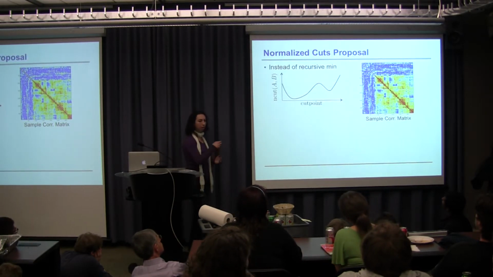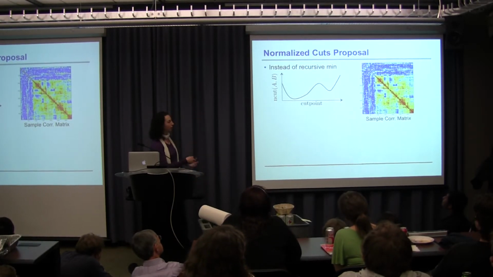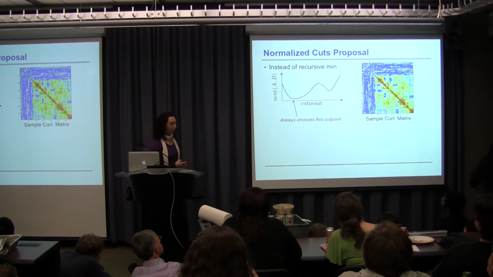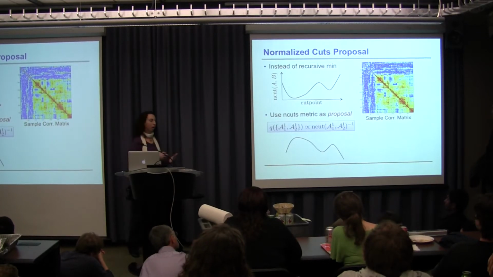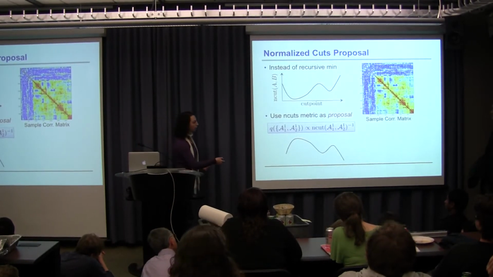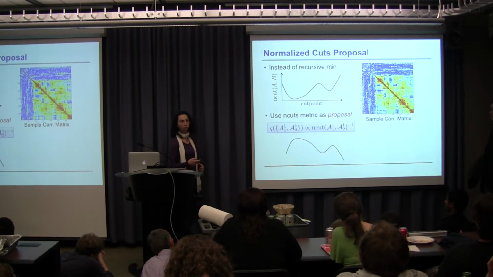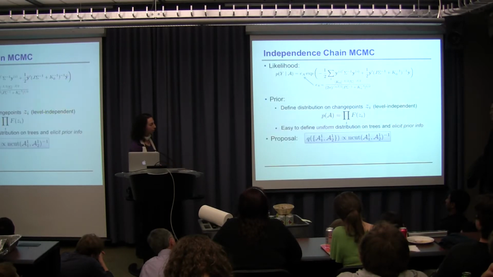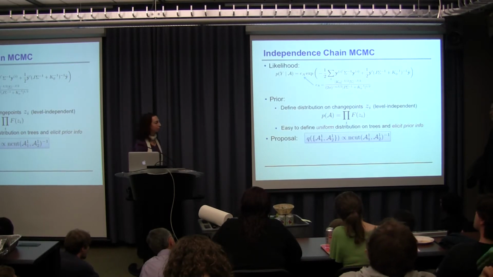Okay, well, this algorithm that I've presented so far assumes that you're deterministically choosing this cut point. But instead, we're going to use this normalized cut metric in the proposal distribution. We're going to say that the probability of choosing a cut point is inversely proportional to the normalized cut cost of that cut point. Okay, so now we have every component we need for our independence chain MCMC.